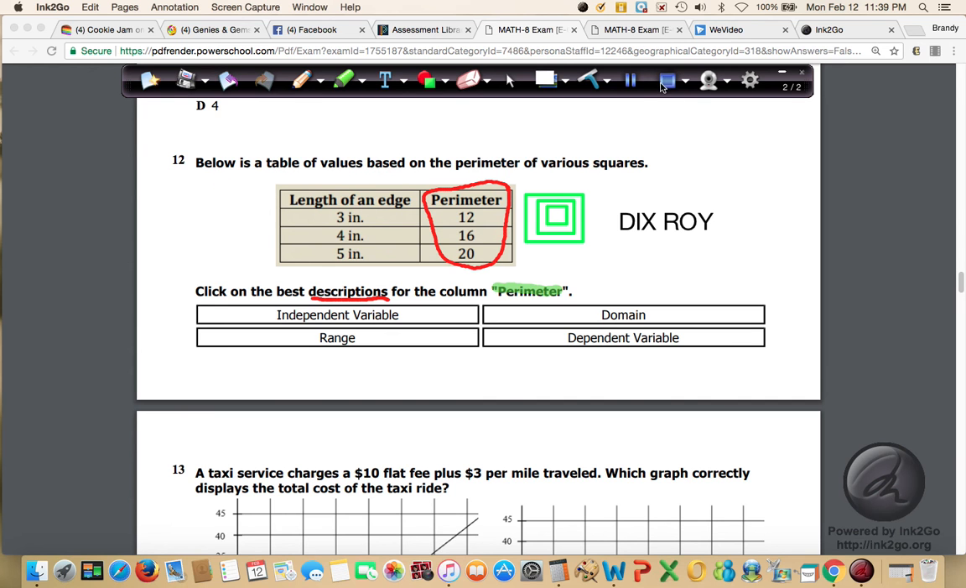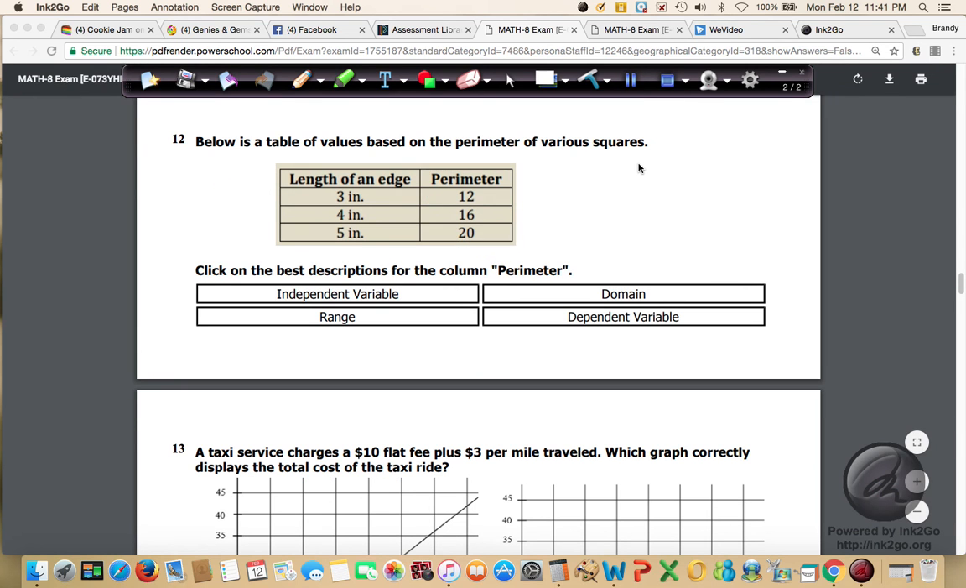Question number 12. Okay, it's getting late. I gotta be honest, I'm not sure if I did number 12 or not, so I'm gonna do it one more time and make sure I record it this time. If I didn't record it before, my apologies. If I did and you're watching it twice, just go ahead and fast forward through this part.